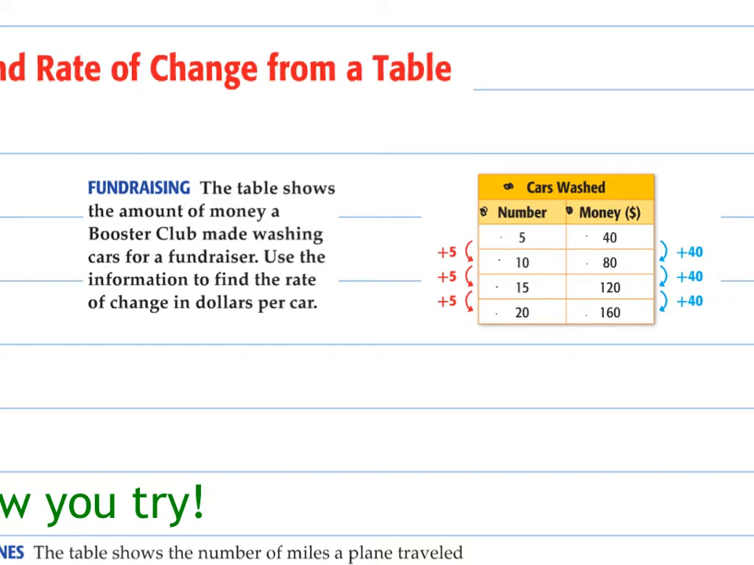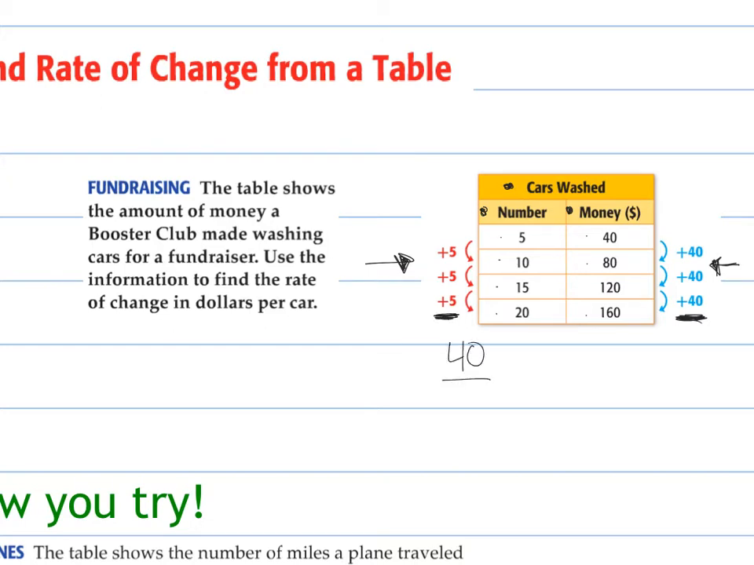So if we look at the difference, what they're doing right here is they're finding the difference. We can see it's going up by 40 every single time. So $40 between each rate that we have here. And then we can see over here that it's going up by 5 every single time. So what we can do is take the amount of increase for money and the amount of increase for the number of cars, which is the same on both sides.